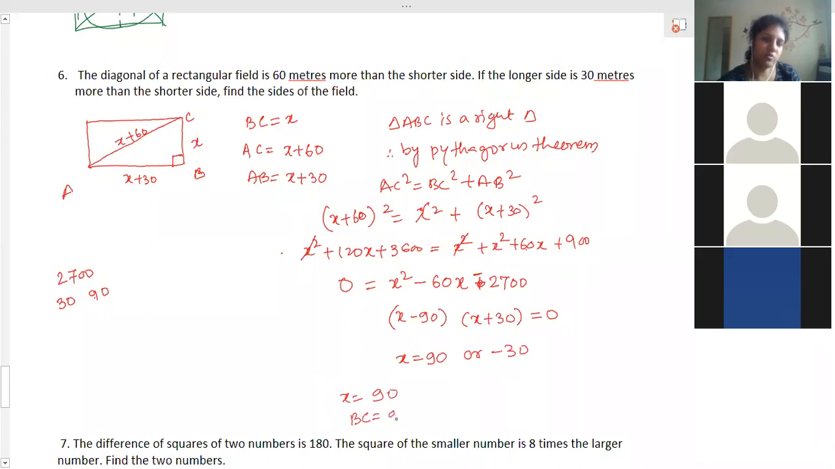So BC is equal to 90 centimeter. AB is equal to 120 meters. Sorry, not centimeter, it is a meter. And the sides of the field are 90 and 120. The diagonal they have not asked.